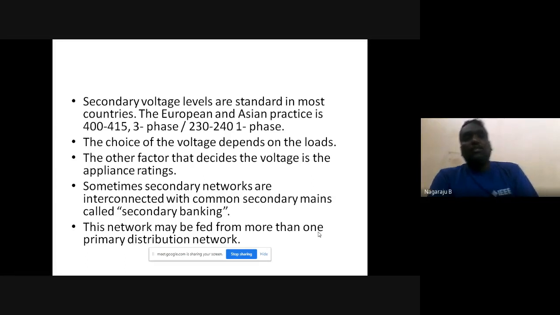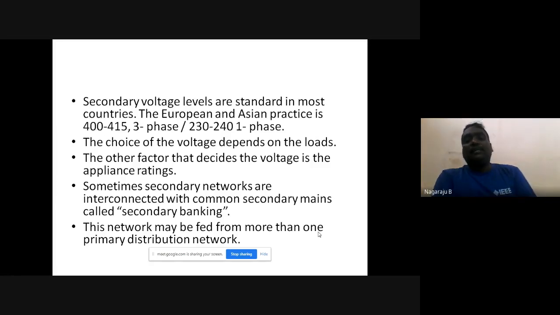The choice of the voltage depends on the load. If you have a higher amount of load, you can connect that to the 400 to 415 volts for the three phase. The other factor that decides the voltage is the appliance rating.